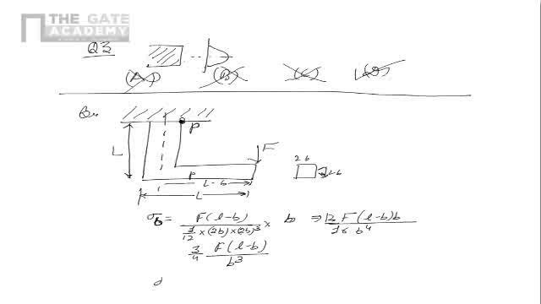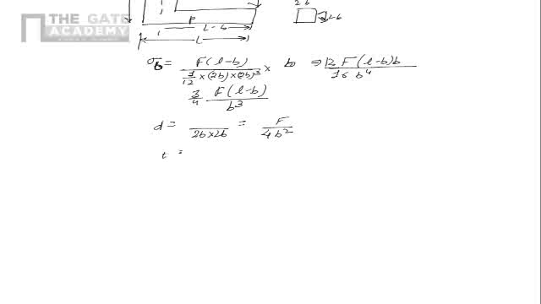There is a direct stress also, direct stress at P, which is nothing but the force divided by the area of cross section, which is 2b into 2b. So that is F upon 4b square. So the total stress at point P, sigma T at P, is nothing but 3 by 4 F(L minus b) upon b cube plus F upon 4b square.